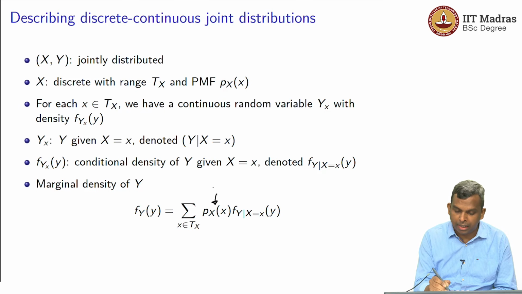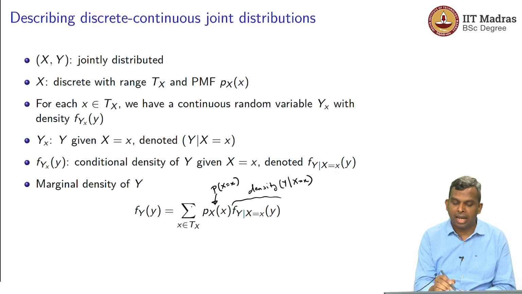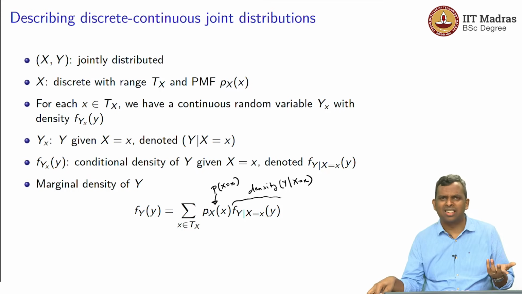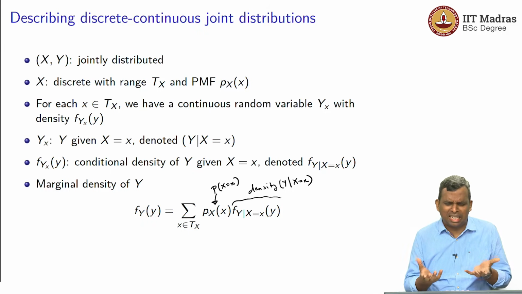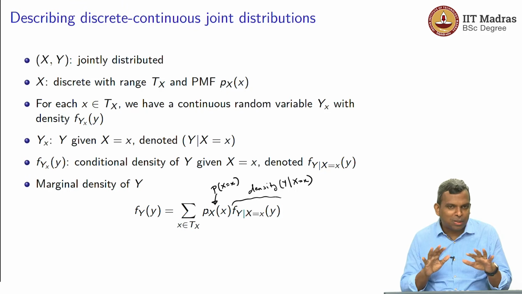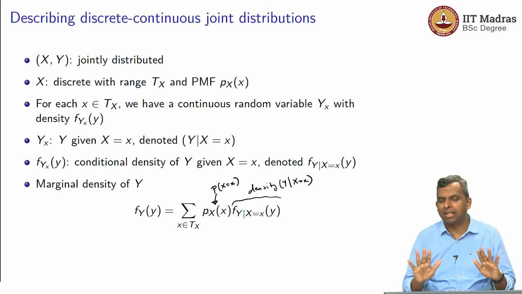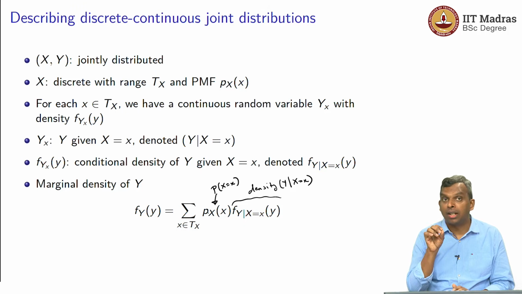So notice that this is like the probability that X equals x. This is the density of Y conditioned on X equals x. So you multiply, add over all x, you should get the density of Y, right? It's sort of reasonable in some sense, except that we're mixing up probabilities and densities. You might think, okay, maybe I'm doing something wrong here. No, it's okay. This description is a very comfortable, correct description for the kind of situation we are looking at.